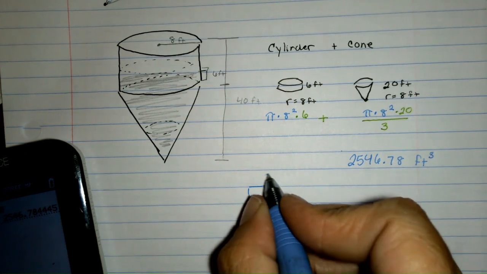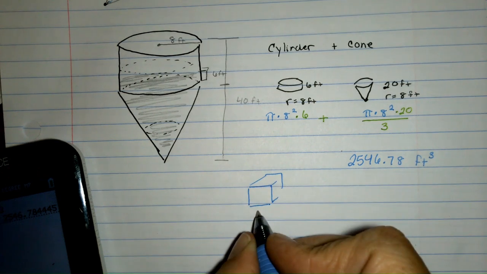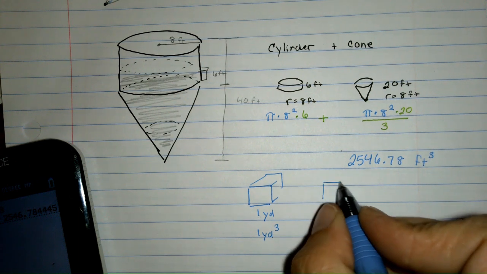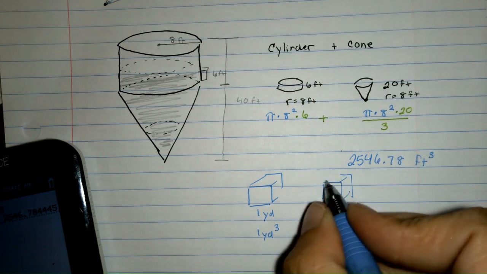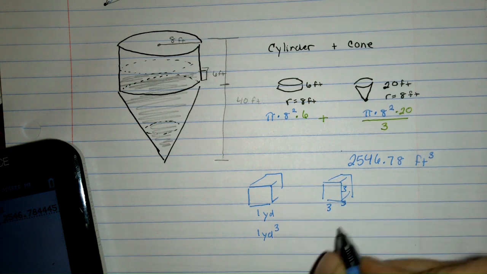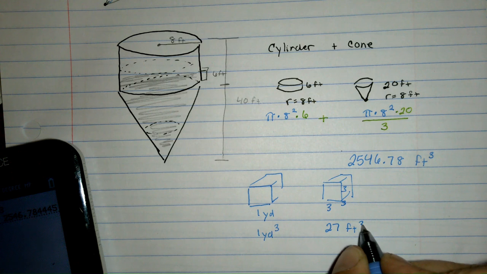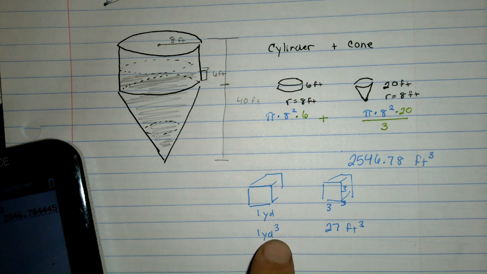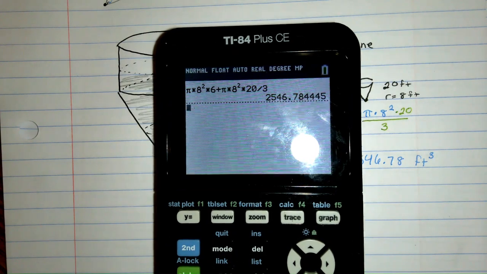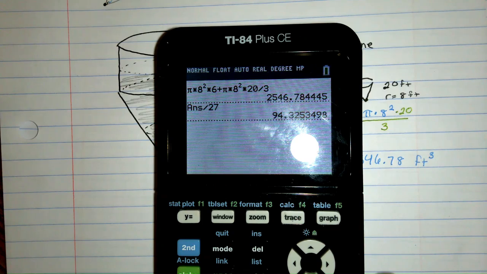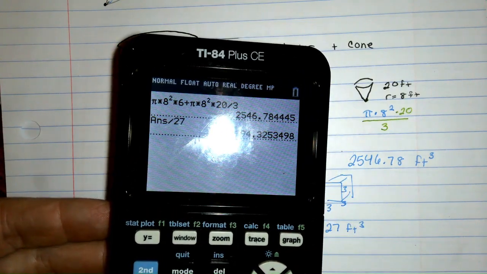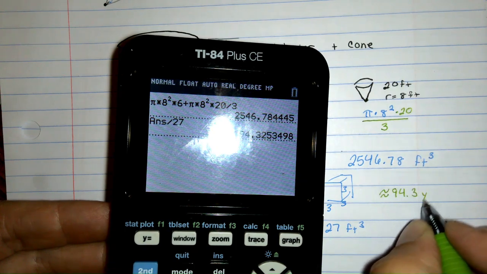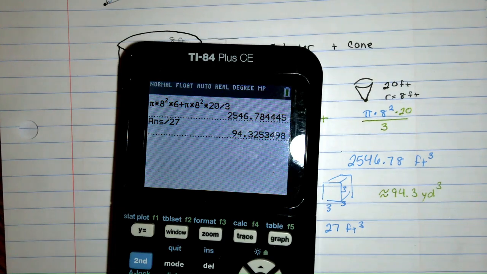Now, a reminder that 1 cubic yard, remember that 3 by 3 by 3 I did in another video? That's 27 cubic feet. So if I wanted to change from cubic feet to cubic yards, I'd have to go 27 times smaller. So divide that by 27, and we find out it would be approximately 94.3 cubic yards.